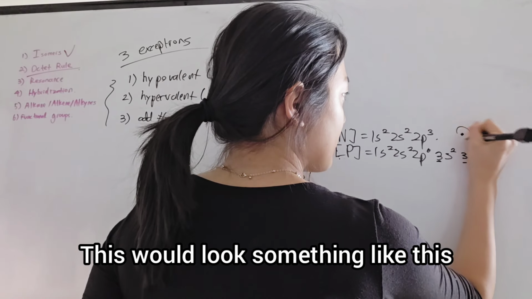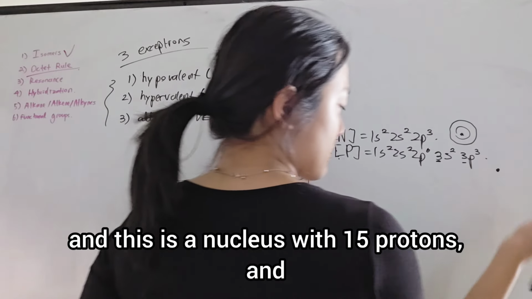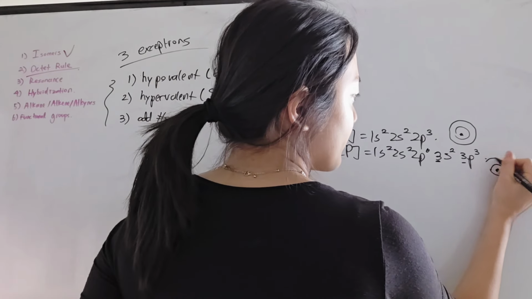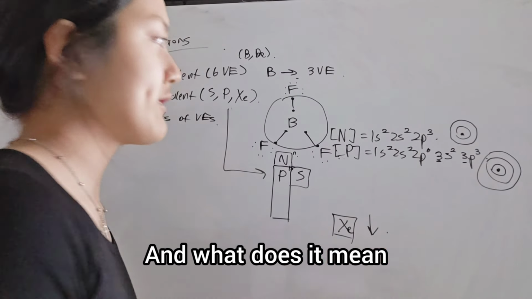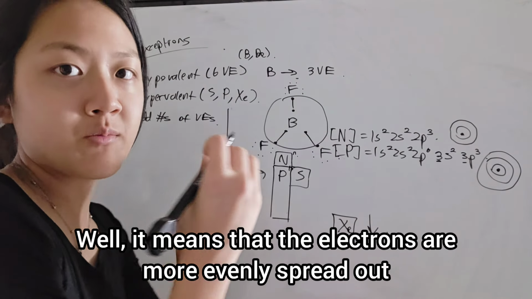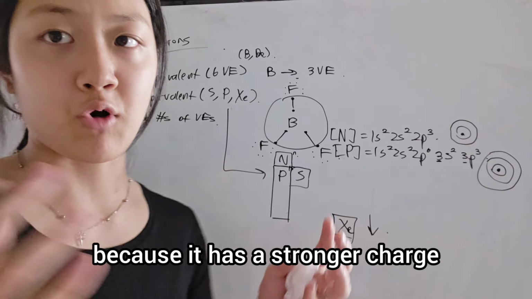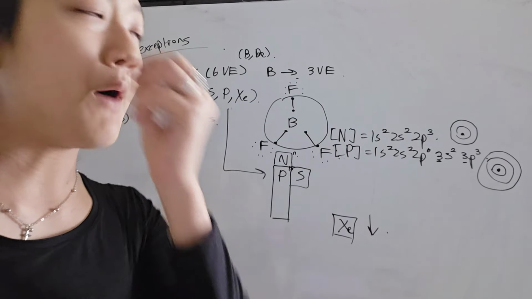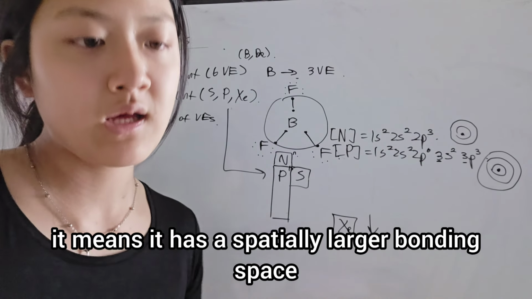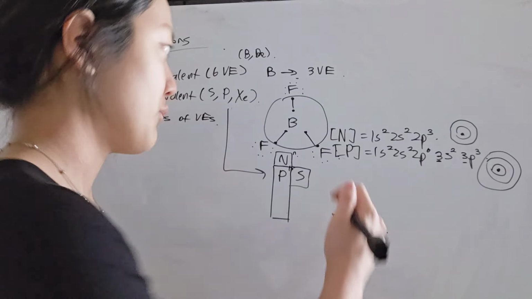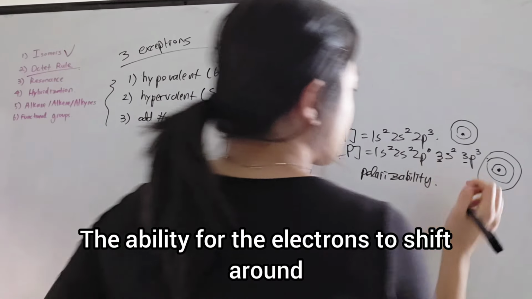This would look something like this. Just pretend that this is a nucleus with 7 protons, and this is a nucleus with 15 protons, and it would have an inherently larger radius. And what does it mean that it has a larger radius? Well, it means that the electrons are more evenly spread out. Even though this has a stronger nucleus, because it has a stronger charge, it would pull them in a little more. But since it has more electrons spread over a larger space, it has a spatially larger bonding space. It has a spatially larger polarizability. We call that polarizability, the ability for the electrons to shift around.